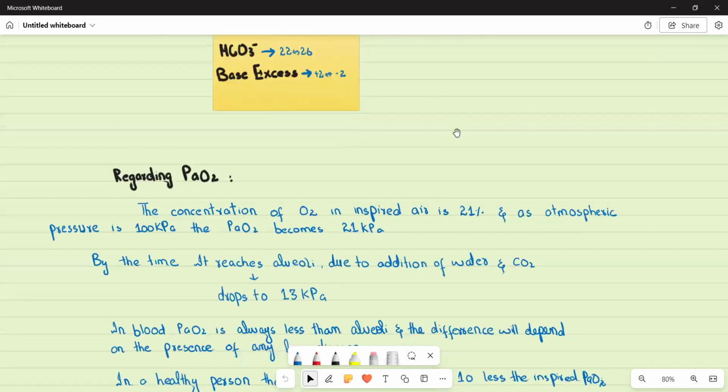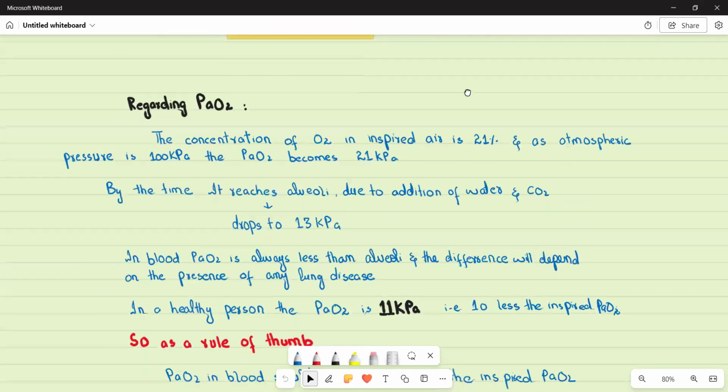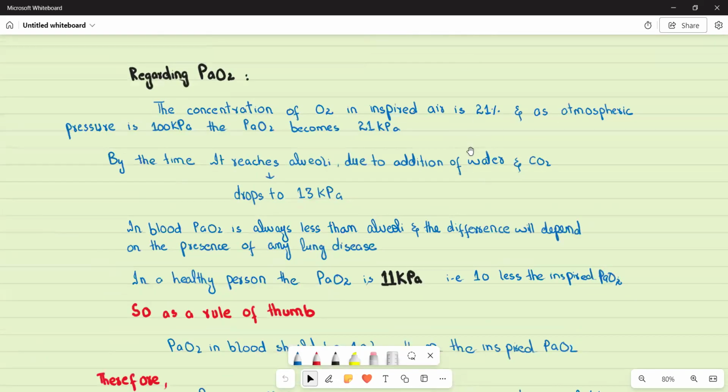Okay. So let's discuss partial pressure of oxygen. As we all know, in our normal inspired air, the concentration of oxygen is around 21%. And as we all know that the atmospheric pressure is 100 kilopascal, so it means that the partial pressure of oxygen is 21 kilopascal. Okay, because atmospheric pressure is 100 kilopascal, and out of that 21% is oxygen, so oxygen is exerting 21 kilopascal pressure.